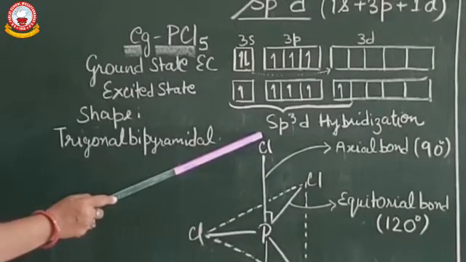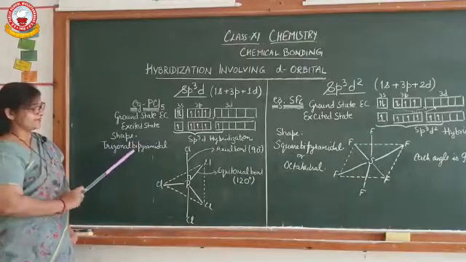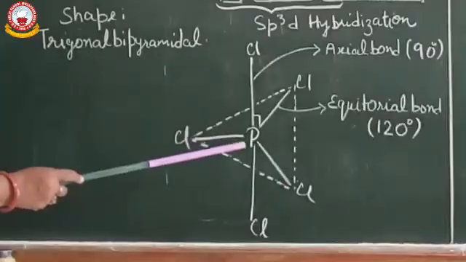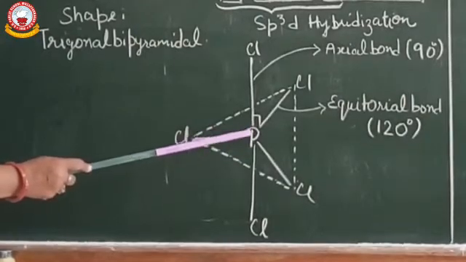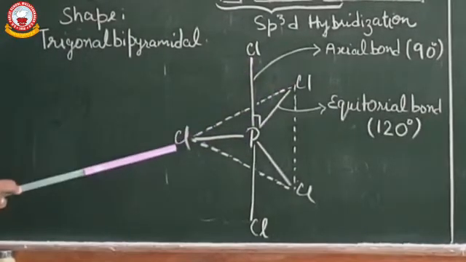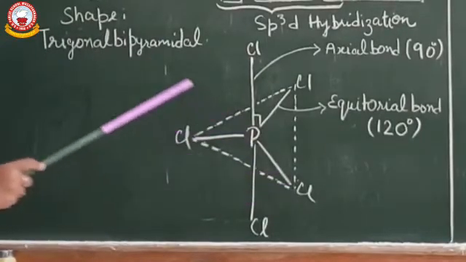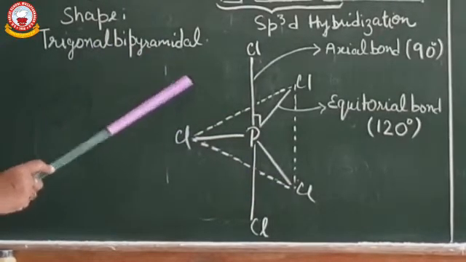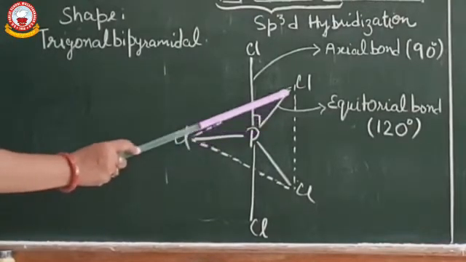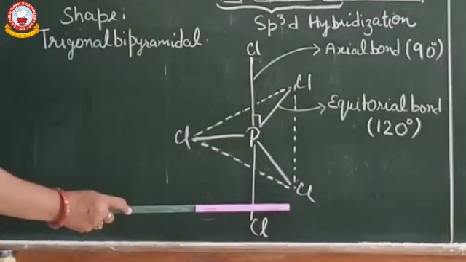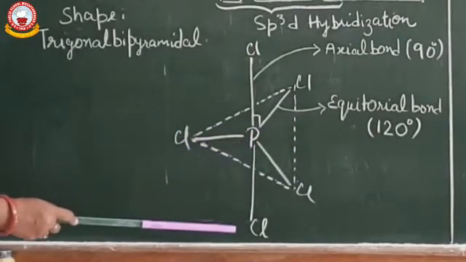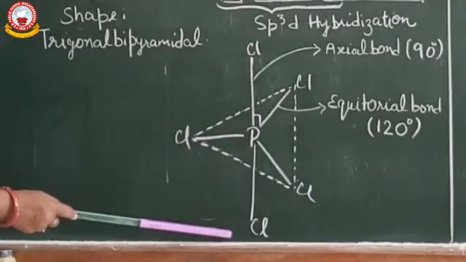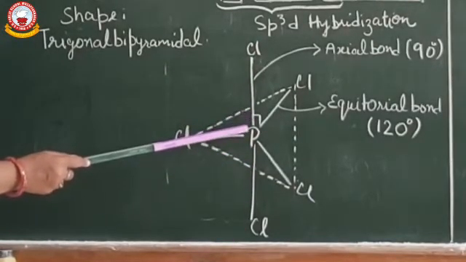sp3d hybrid orbitals having trigonal bipyramidal shape in which phosphorus is situated in the center having sp3d hybrid orbitals and it overlaps with the p orbitals of 5 chlorine atoms. In this trigonal bipyramidal shape, 3 chlorine atoms are located at the equatorial positions at 120 degrees and 2 chlorine atoms are at axial positions having 90 degrees of angle.